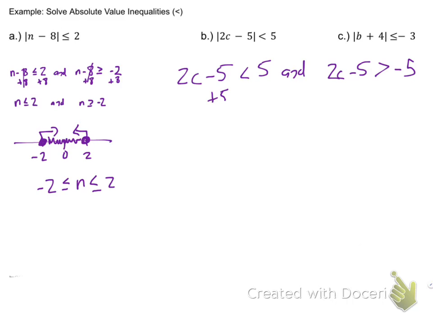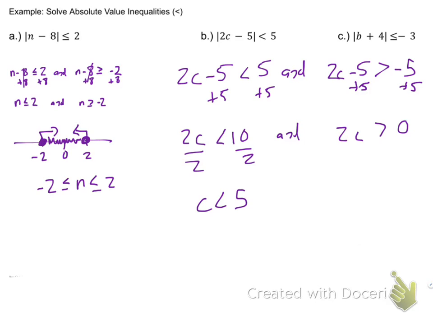Again, I'm going to add 5 to get the c's by himself, so 2c is less than 10. So as I do this, I'm going to add 5 over here. So 2c is greater than 0. Well, that's not too bad. I can divide everything by 2. C is less than 5. And divide by 2. 0 divided by 2 is still 0.